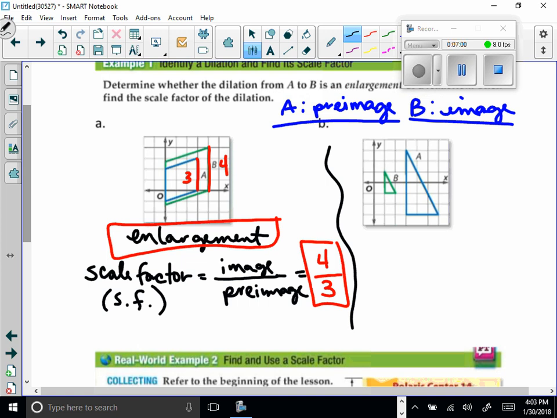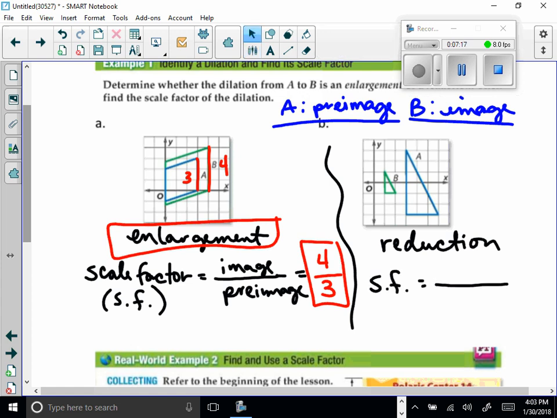On the next figure, A is the pre-image and it's a large figure, and then B is a smaller figure, so it's a reduction. Again, we take the scale factor using a value from the image, B, which has a length of 2 units. You can actually use any side as long as you use the corresponding side on the other figure. The corresponding side on A has a length of 6. So we would have 2 over 6, which gives me a scale factor of 1 to 3.